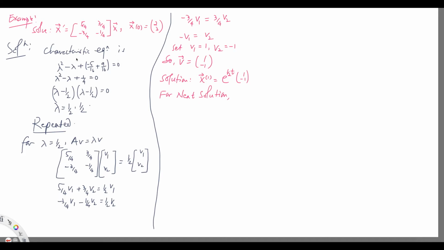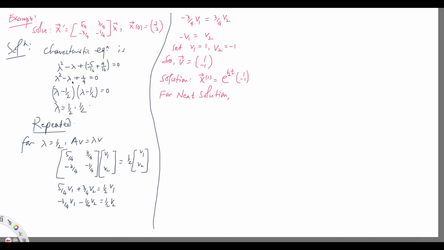It is lambda squared minus the sum of these two. What is that? 5/4 minus 1/4 is 4/4, that is 1, times lambda. So lambda squared minus 1 lambda plus the determinant of this matrix. 5/4 times negative 1/4 is negative 5/16, and then minus negative 3/4 times 3/4, which is negative 9/4. So minus negative 9/4 will be plus 9/4, right? Equals 0. If you simplify, you will get lambda squared minus lambda plus 1/4 equals 0.